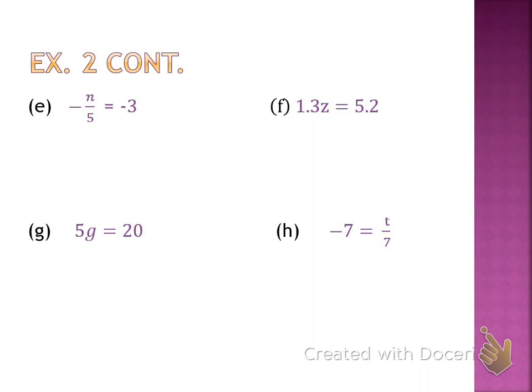Negative n over 5 equals negative 3. All right, here's my only problem with what you just said. And I'm okay that you said it because it's a mistake that gets made a lot, so I'm actually glad you said it. Over is not an operation.